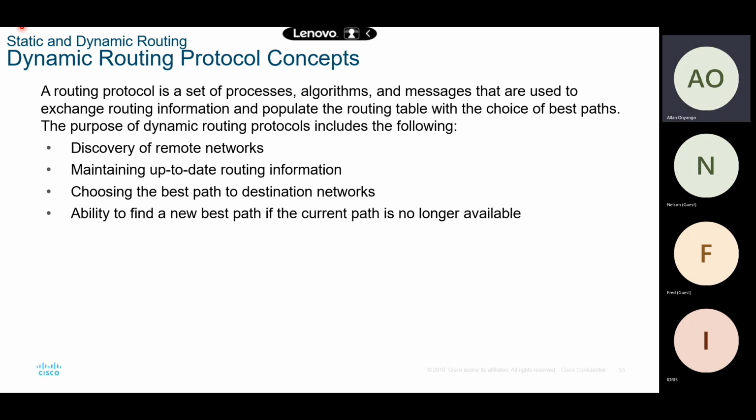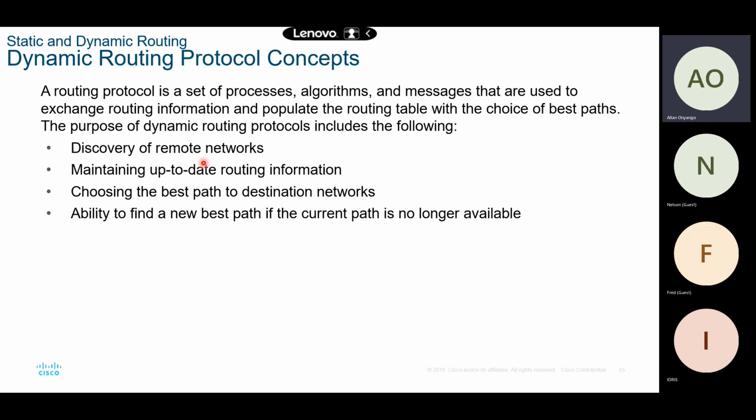And wherever the current path to a certain destination network is not available, dynamic routing protocols can help in choosing the best path to the destination network. And finally, these protocols have the ability to find a new best path if the current path is no longer available. We say that, but choosing the best path to a destination network, very, very important.